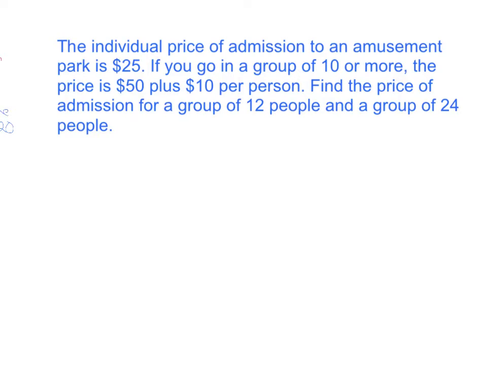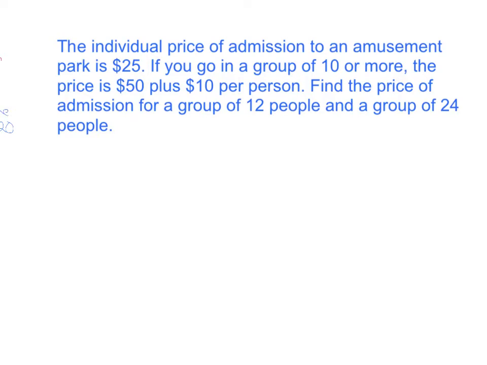Did you get the first expression to be 25p? The second expression to be 50 plus 10 times p? And the price of admission for 12 people to be $170? And the price of admission for 24 people to be $290? If so, you can try practice quiz number 6 now. If not, please continue to watch as we solve this problem.